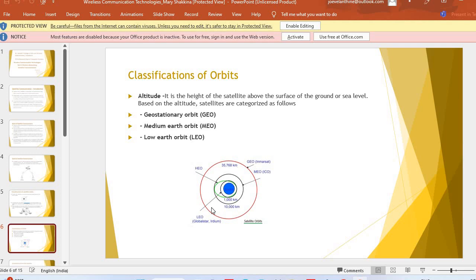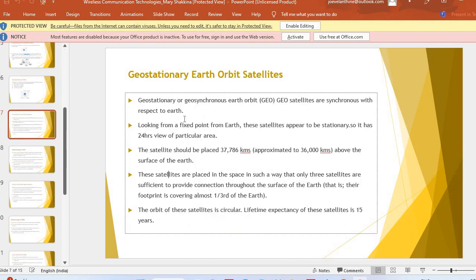Let's see this diagram. Earth is in the center. Above the Earth, the first orbit is known as low Earth orbit, LEO, and the second orbit is known as MEO, medium Earth orbit, and the outermost orbit is known as GEO, that is geostationary orbit. Let's discuss these orbits in detail, and see the advantages and disadvantages of each orbit.